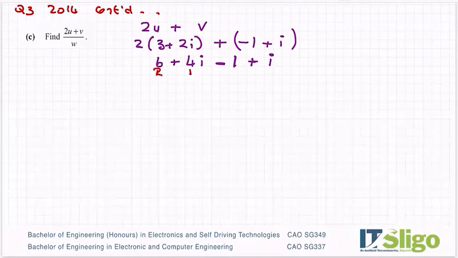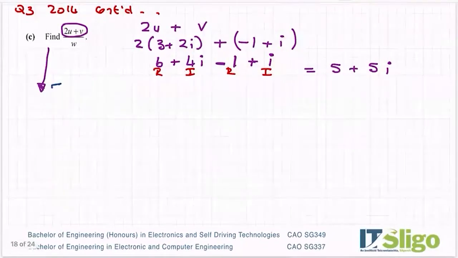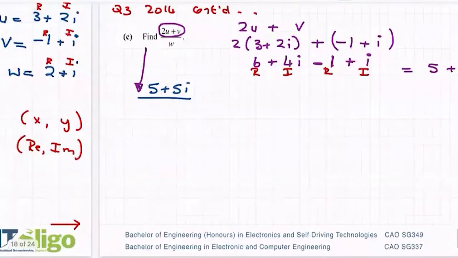Okay, so always as before, real, real, imaginary, imaginary, I should say. So 6 minus 1 is 5, 4i and i is 5i. So I got 5 plus 5i for 2u plus v. Okay, so now I can write this division here as 5 plus, I'm going to write it in blue just so we can see the difference between the two halves of the question, 5 plus 5i, and I need to divide it by w, so 2 plus i.